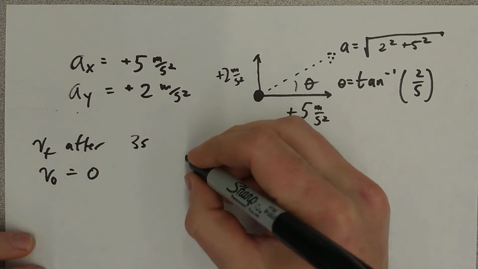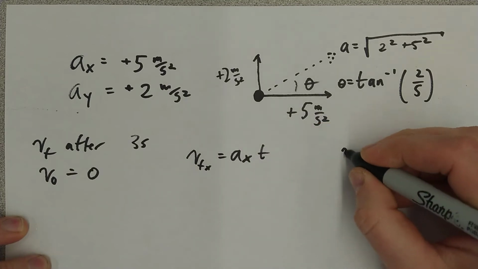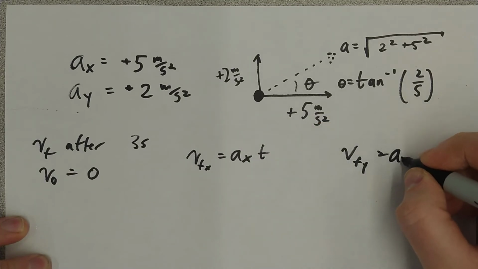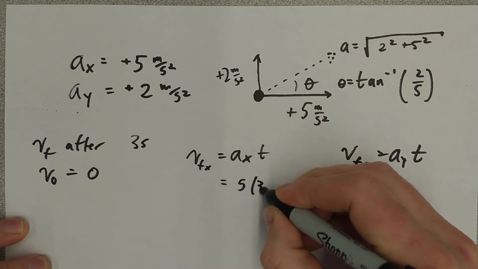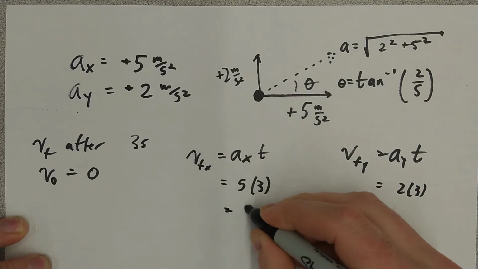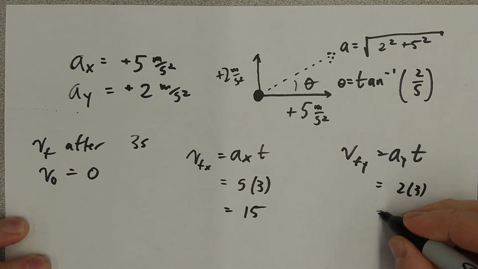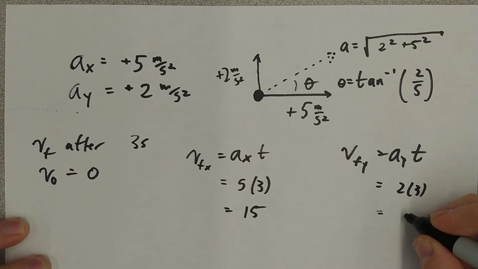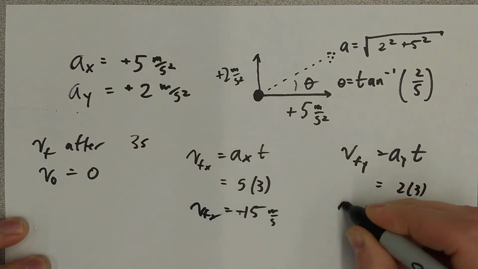in each direction, right? I'd say VFX is AX times T, VFY is AY times T. So VFX would be 5 times 3, VFY would be 2 times 3, so VFX is 15, and VFY is 6. All right, positive and positive, VFX, VFY.